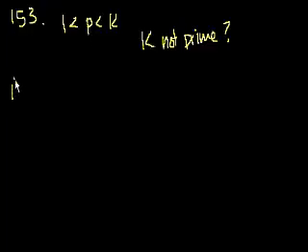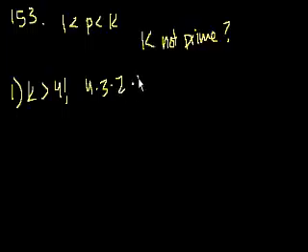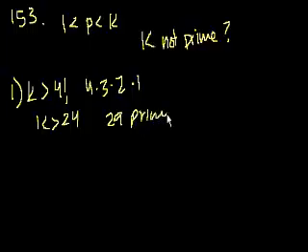So let's see. Statement number 1. K is greater than 4 factorial. Well, 4 factorial is 4 times 3 times 2 times 1. So that's 12 times 2. That's 24. So this boils down to k is greater than 24. So I can give you both prime and non-prime numbers greater than 24. 29 is prime. 30 is not prime. So statement 1, at least by itself, is pretty useless. K can be greater than 24 and be prime or not prime.